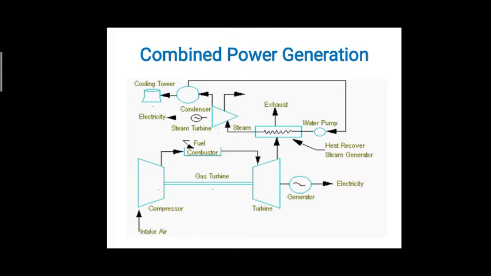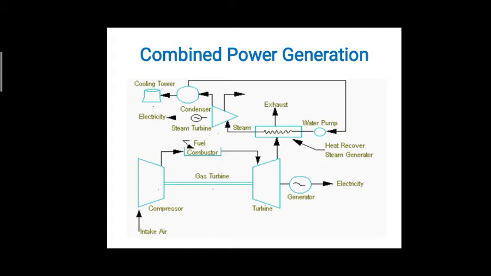The remaining 50% of the power is used to run the compressor. So all of this we already studied in our gas turbine power plant. Now what happened to the exhaust of the turbine? It goes directly to the heat recovery steam generator.